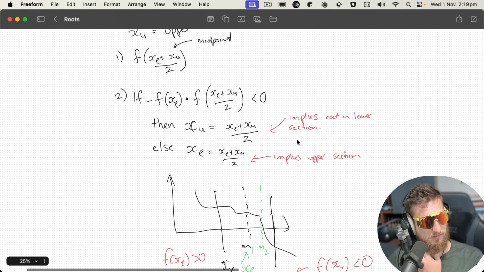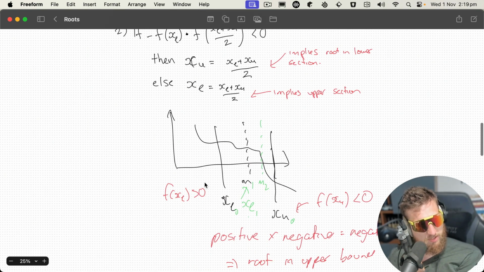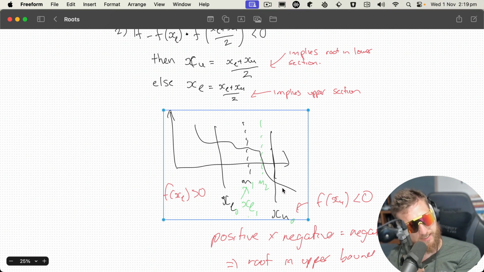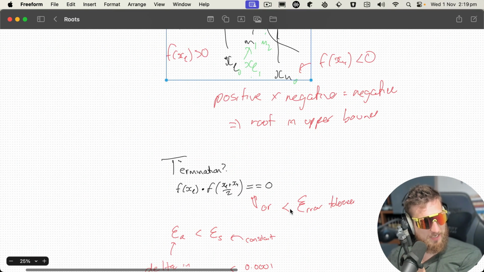So it's a very, very simple formula. Basically if it's less than 0, then the root is in the lower section, so we can drag the upper to the midpoint. Otherwise it's in the upper section, we drag the lower to the midpoint. So this is kind of what it looks like here. Another example, XL is here, XU is here, first midpoint is here. Obviously we move the lower up here because the lower and the midpoint are the same sign, so the lower gets moved up. We now have M2, the next midpoint, which is still to the left, so we drag it up again, and so on.